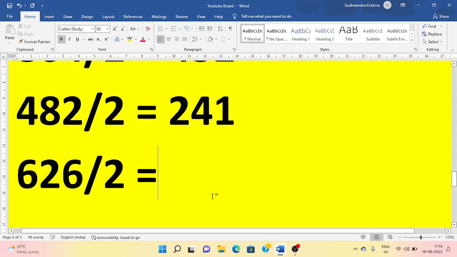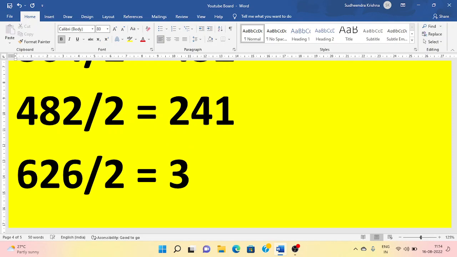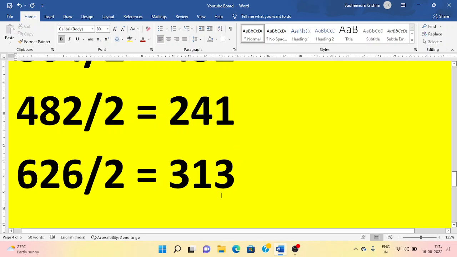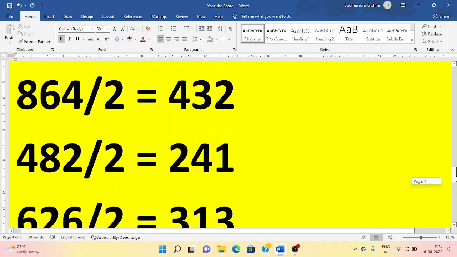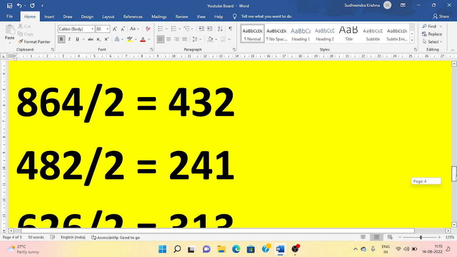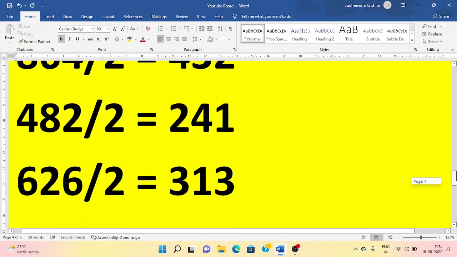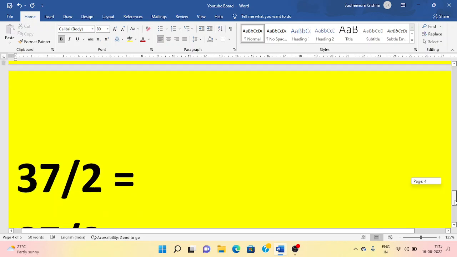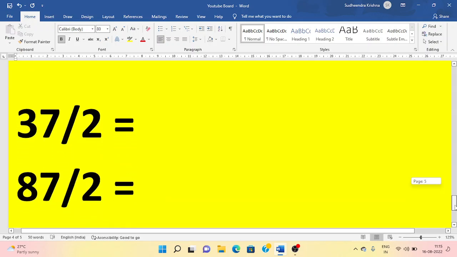Now in the same way, let us do the third example. 626. We have to find half of 626. 6 by 2 is 3, 2 by 2 is 1, and 6 by 2 is 3. So this is the required answer. So half of 626 is equal to 313, half of 482 is equal to 241, and half of 864 is equal to 432. It's as simple as this. So I have explained all three methods to you. Whichever method you are comfortable with, you can use that method.